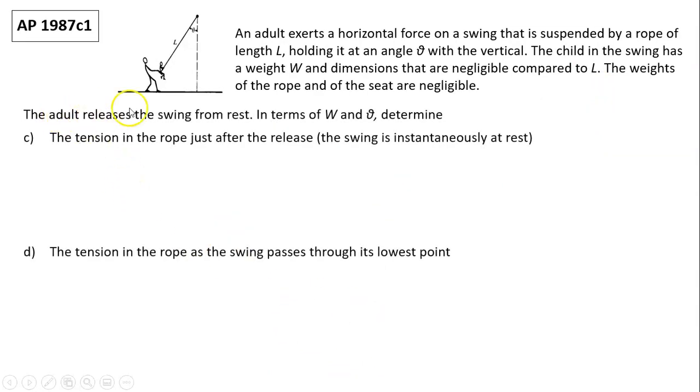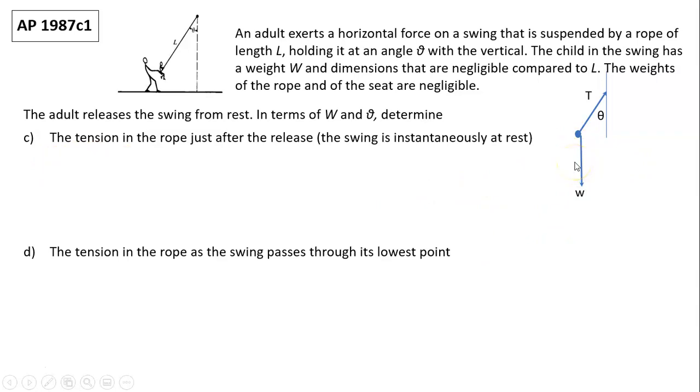Next part. The adult now releases the swing from rest. In terms, again, of W and theta, you need to determine the tension in the rope just after the release. The swing is instantaneously at rest. Again, we need to find the force. We have to draw a free body diagram. At this point, the adult doesn't hold the child anymore. So there are just two forces. One is T, one is W.